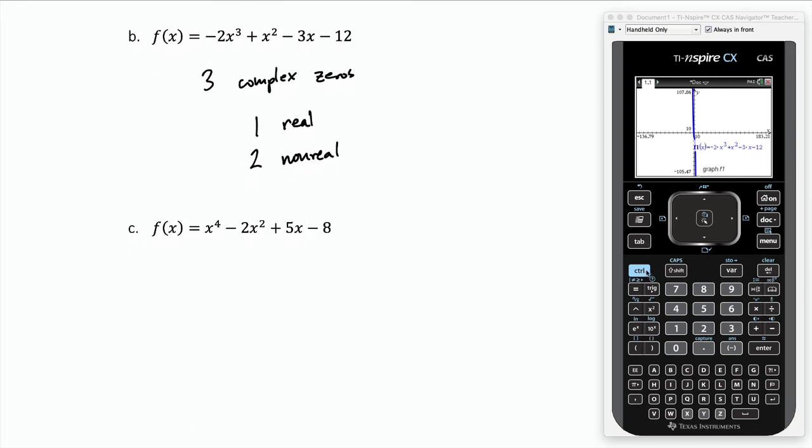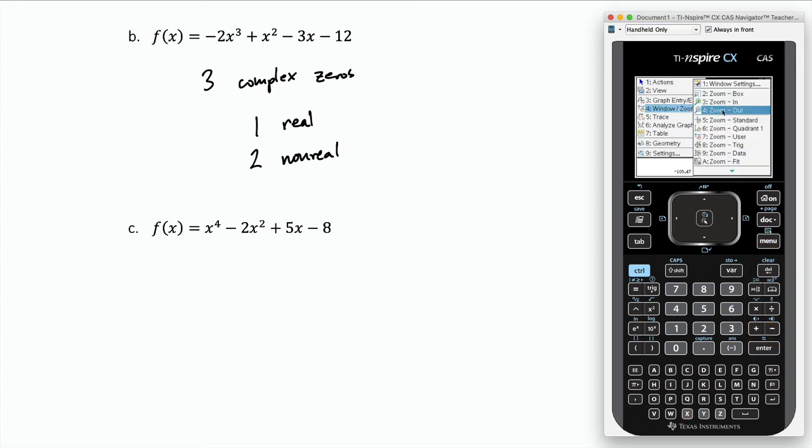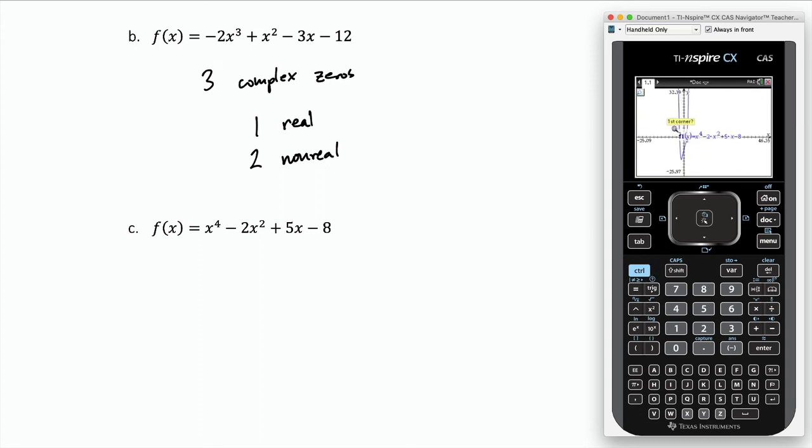Okay, for part C, let's go ahead and graph that. So we've got x to the 4th minus 2x squared plus 5x minus 8. Go ahead and graph that, and I've got to zoom back in here. We'll just create a little box around that. Actually, let's get a little bit closer.